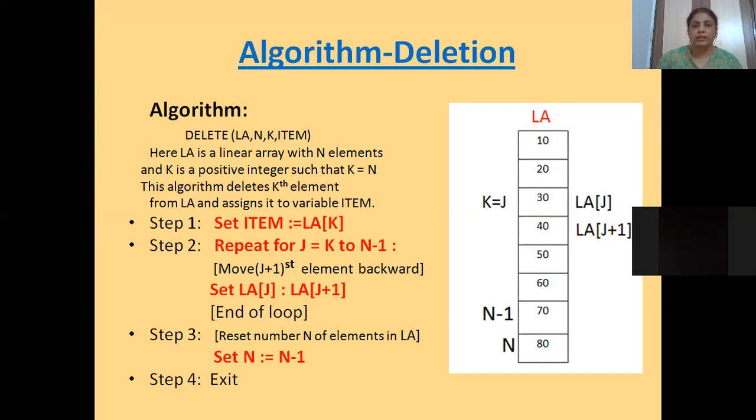After this I have to do this. Okay, so for deletion, same, you have to first write the algorithm for deletion. In the algorithm, what you will write here is that first you have to write about the variables, that LA is the name of your array. It is a linear array having n array elements, and k is the position from where you need to delete the element. Okay, so you have to delete the kth element from the array.